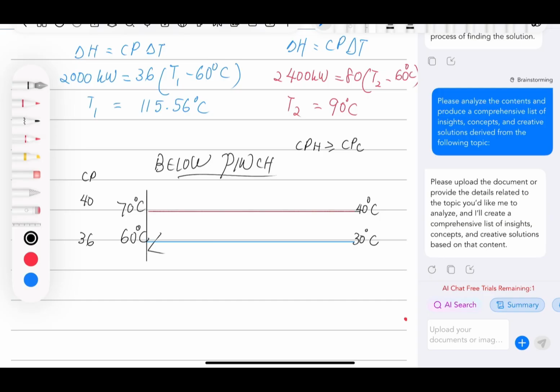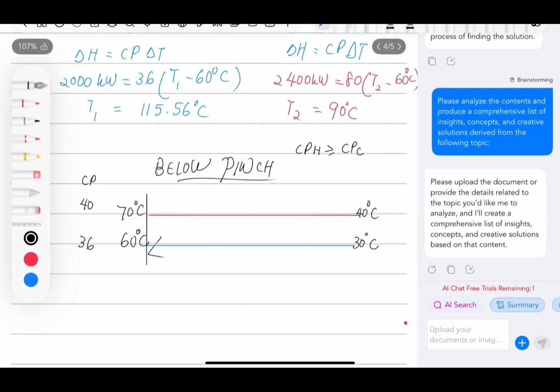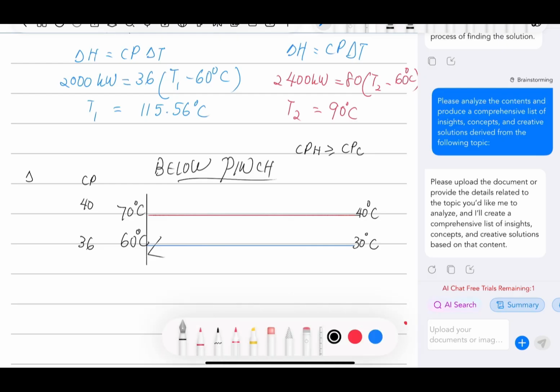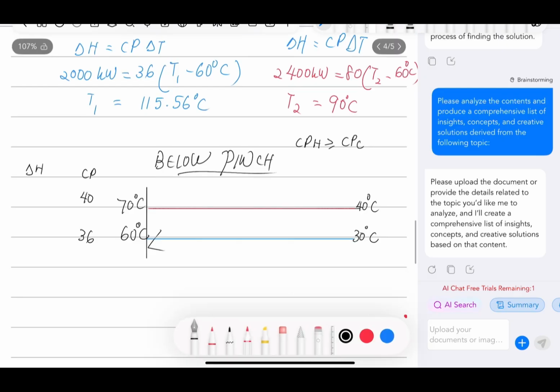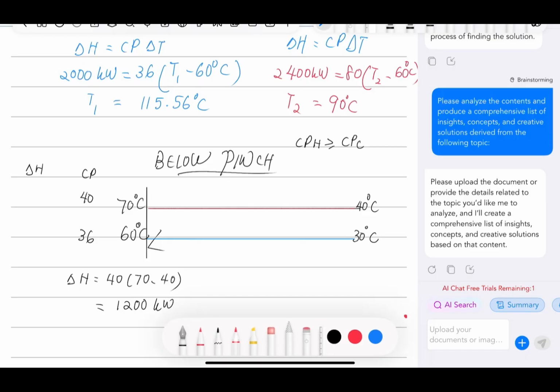Now we're going to find delta H for each stream. So delta H for the hot stream is delta H equal 40 times 70 minus 40, which is equal to 1,200 kilowatt or equal to 1.2 megawatt. Okay, so we write here 1.2 and 1.08.